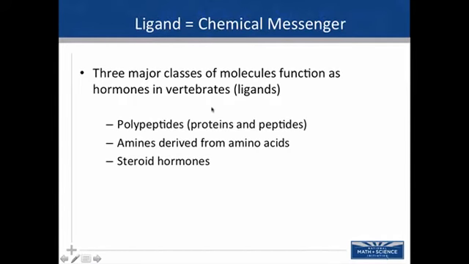Now the hormones that we're going to consider basically fall into one of 3 types. There are polypeptides, which include both proteins and shorter peptides, and then there are amines, which are derivatives of amino acids. And then the 3rd type of hormone that we'll look at is the steroid hormone.